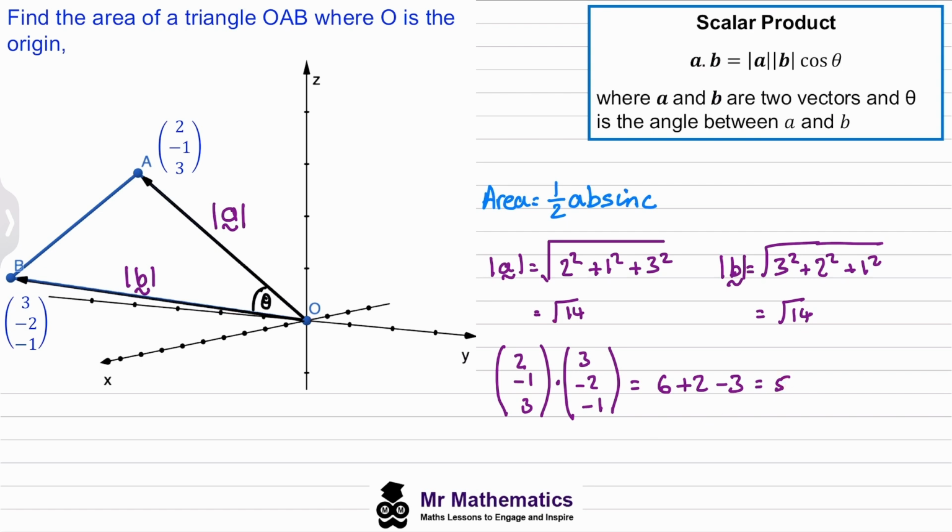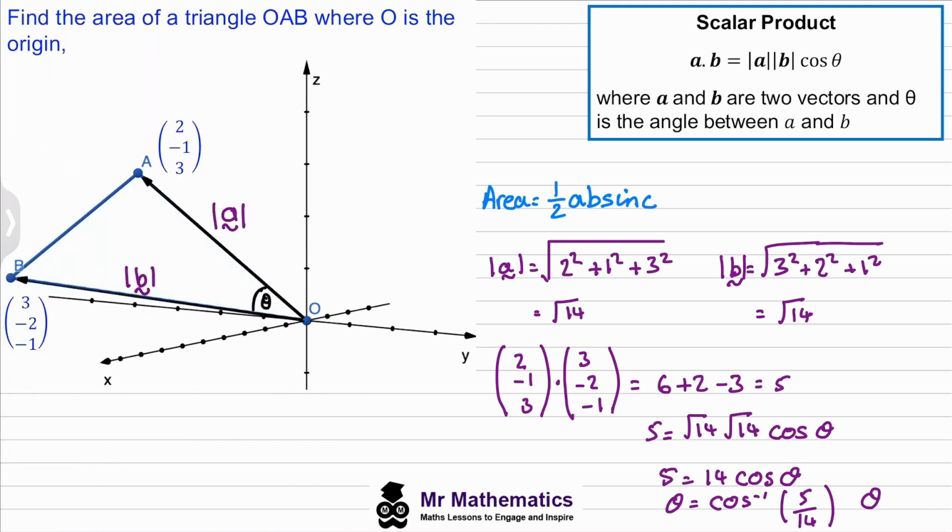And then we'll substitute each of these into our equation. So we'll get 5 is equal to 14 cos theta. Dividing both sides by 14 and taking the arc cos, we can see that theta will be approximately 69 degrees. So at this point, we've got everything that we need. We've got this angle, 69. We've got the magnitude of A and B as root 14. So we'll substitute them into here. And we get approximately 6.54 units squared.